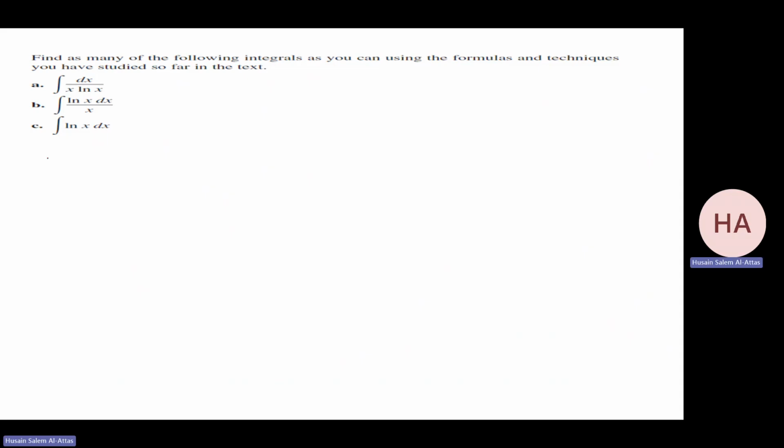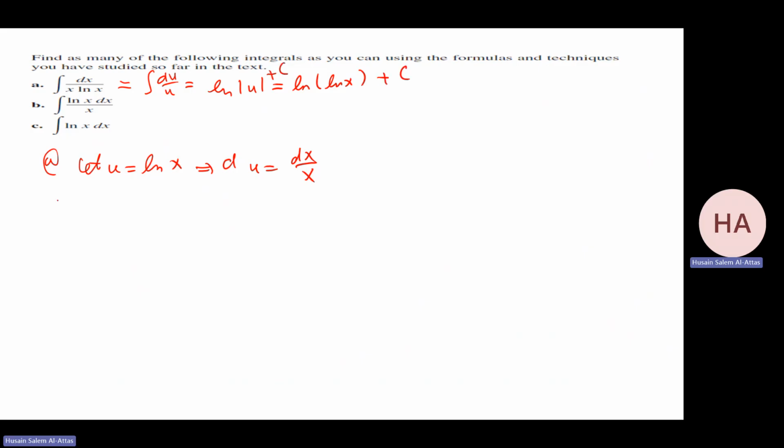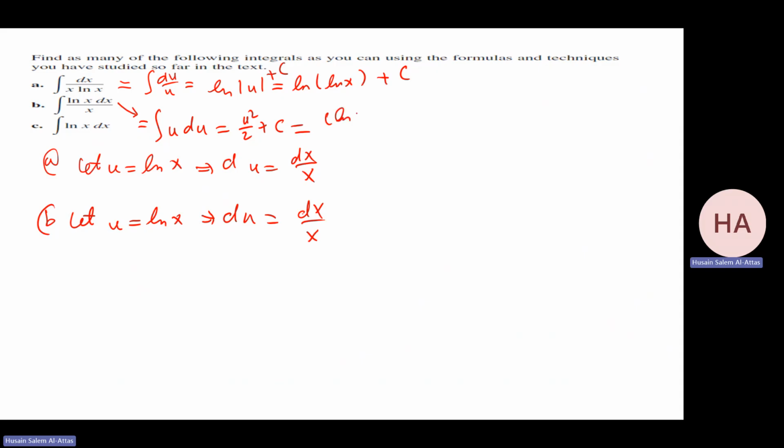Here the same idea. A is easy. Let u equal ln x. Du equals dx over x. So I have du over u, which is ln absolute value of u, which is ln x plus c. B, let u equal ln x. Du will be what? Dx over x. So I'm getting what? U du, which is u squared over 2 plus c. So it will be ln x squared over 2 plus c.